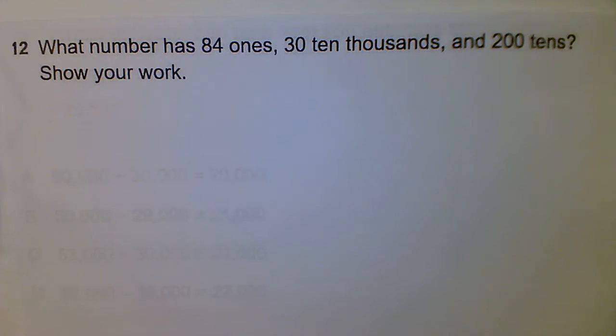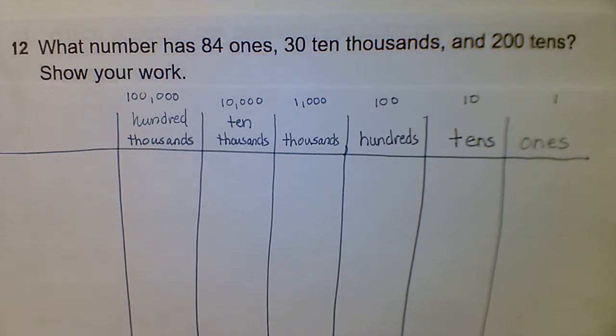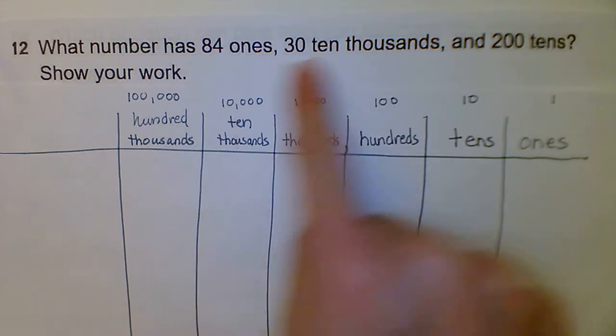So it says, what number has 84 ones, 30 10,000s, and 200 tens? Show your work. So there are definitely a couple of different ways that we can do this one. So I'm going to start us off by using our place value chart, because I think that that's a method that might be the easiest way. And again, I have it all ready to go here.